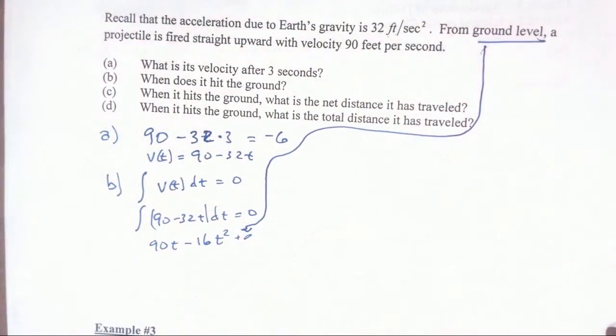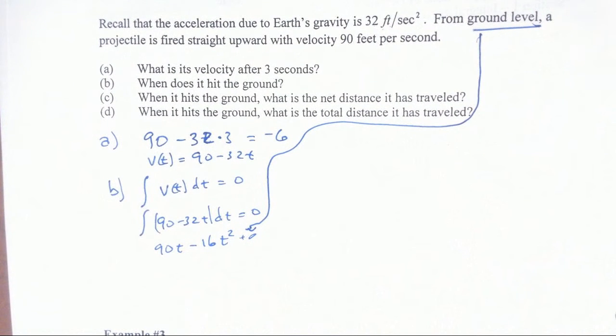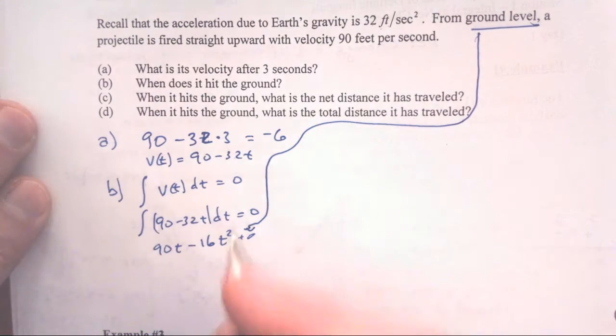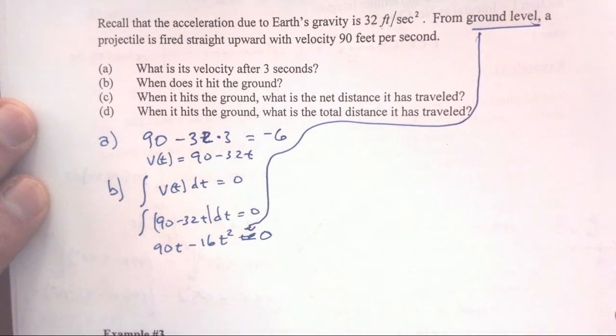That's our plus C. So that's something we have to know for part A. If we started on a cliff that was 20 feet high, we'd have a plus 20 here. So they're going to give us our C value somehow or another, but from ground level, we're going to be 0 there. So we want to know when that actually equals 0.